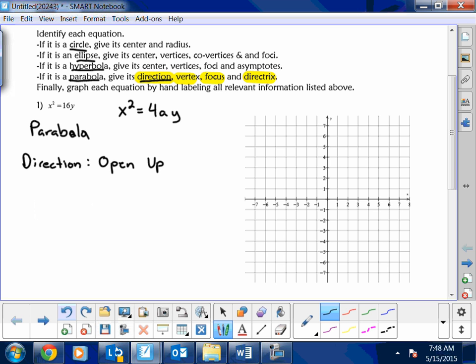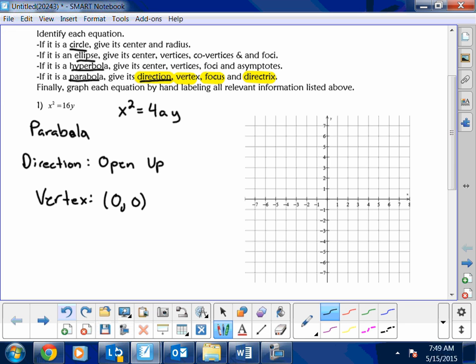Now the important thing to keep in mind is the vertex. The general form of this equation is x minus h equals 4a times y minus k. Since there's no h or k up there, it means those values are 0. So for this one, our vertex will be at (0, 0). It's important to know.